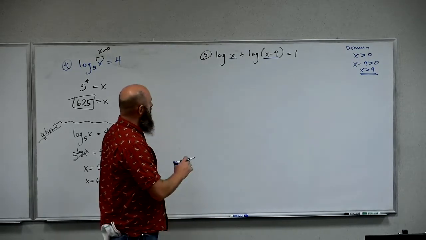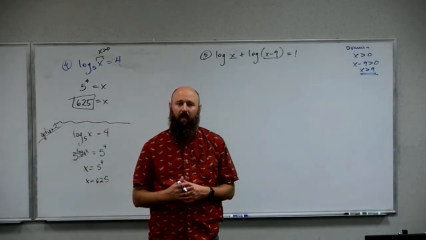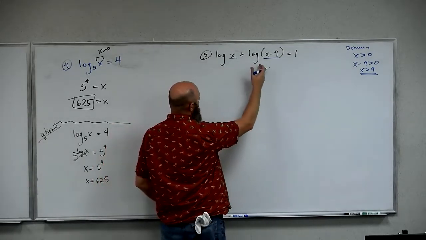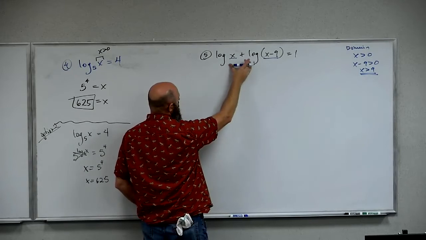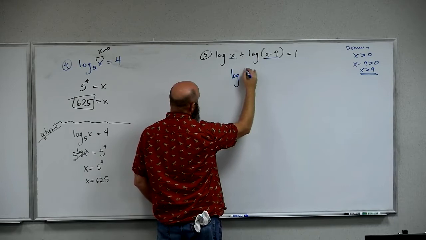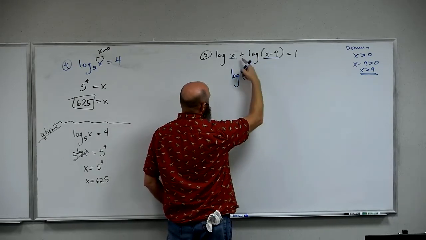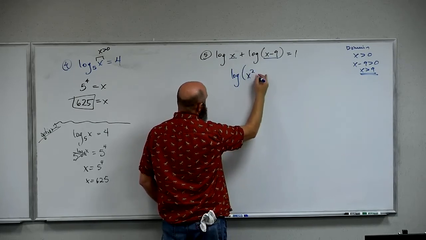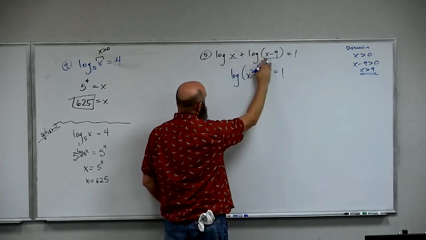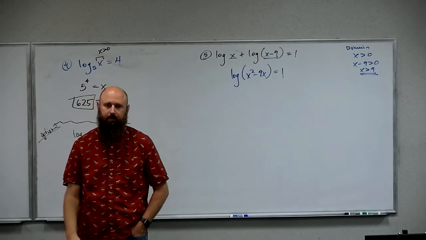All right, well, now we need to start working with our pieces. And in order to do anything, we have to have a single log. Okay, and so we need to put this together using our condensing rules, which says if I have a plus, we can rewrite this as log of x times x minus 9. So we're going to multiply there and get x squared minus 9x equals 1. So x times x times 9 to get x squared minus 9x.